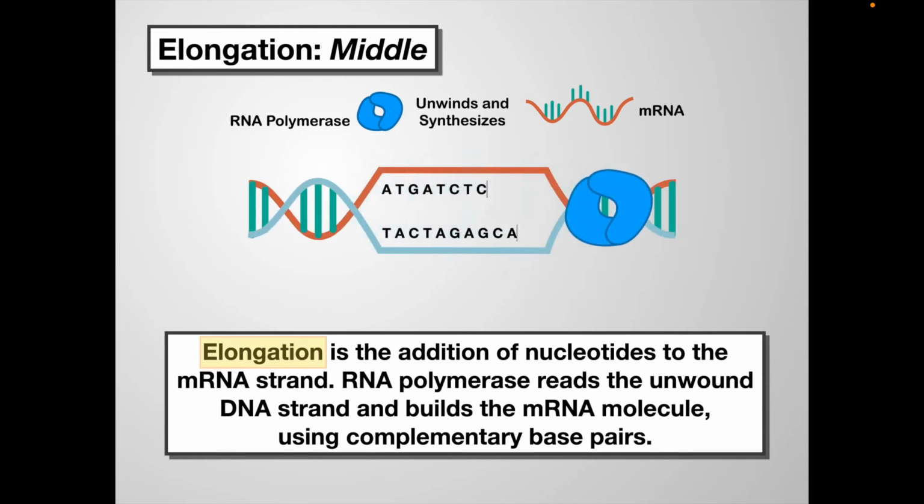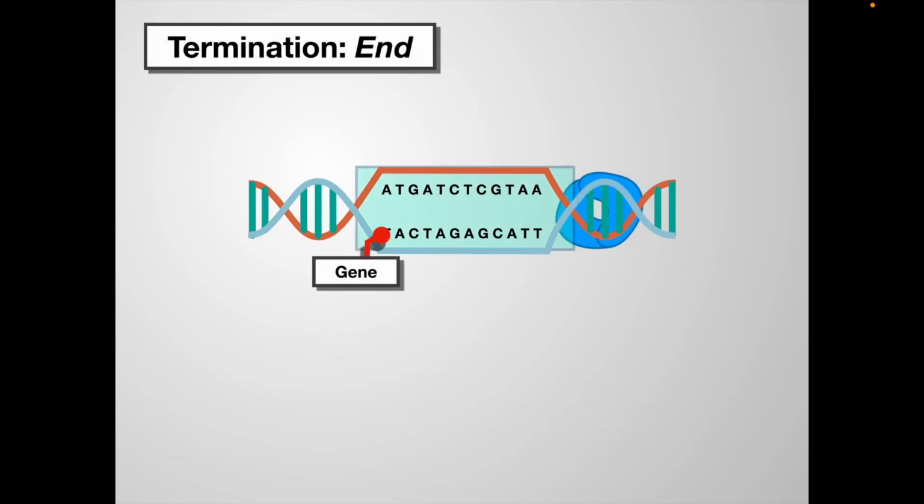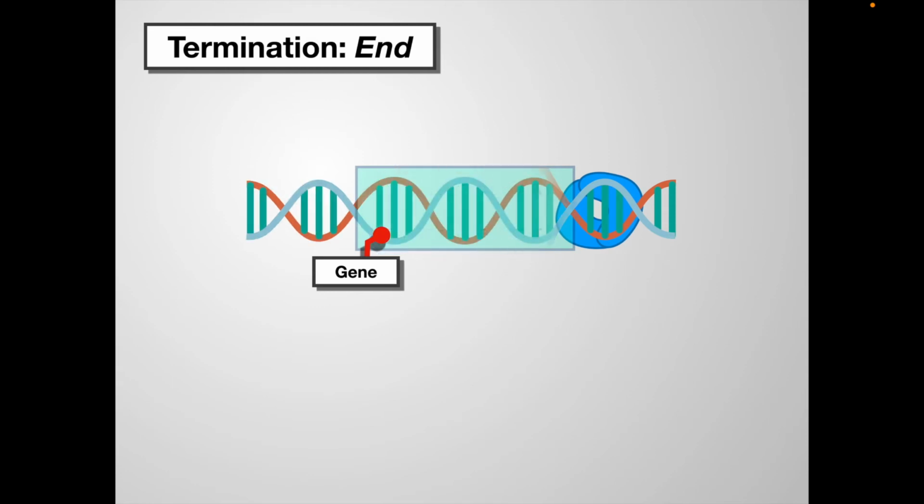So RNA polymerase is going to unwind that DNA. What it's going to do is assemble that RNA sequence there. And specifically, we're going to get our mRNA sequence, which we're going to later use in the process of translation. Now the last step here is going to be the termination, or the end sequence of that step.